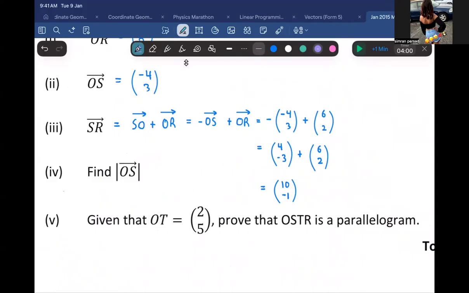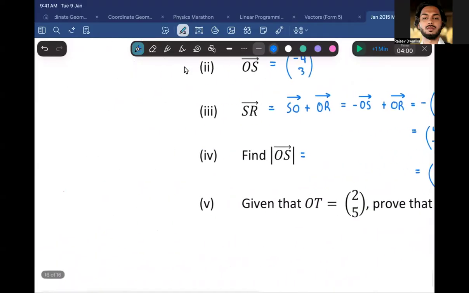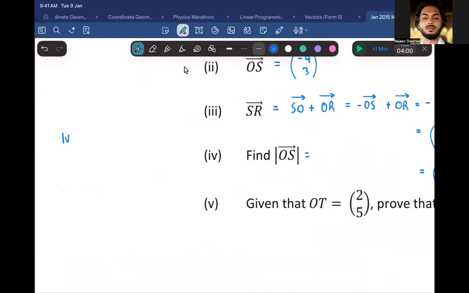Okay, nice. All right, OS. Let me see if I remember how to find the magnitude of a vector. You have to remember the formula. The magnitude of a vector V is equal to the square root of what?